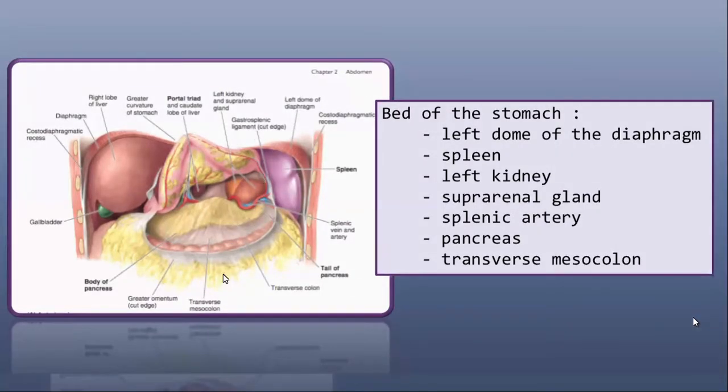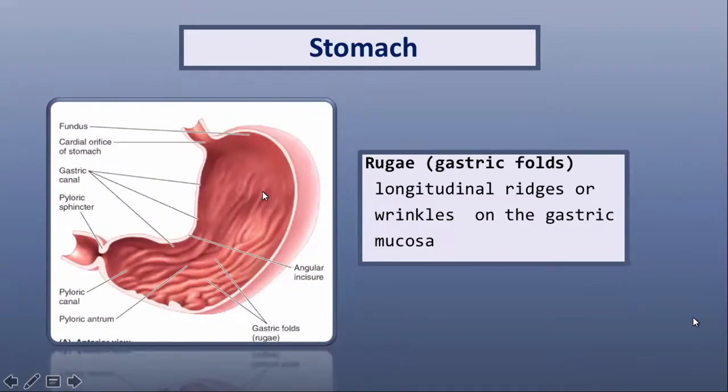Now, inside your stomach, you will see folds. Okay? You call these folds your gastric folds or your rugae. Longitudinal ridges or wrinkles on the gastric mucosa. What's the purpose of these rugae or folds? Of course, they would accommodate. Remember, food would enter your stomach. So in order for the stomach to accommodate that much food, it has to expand. And that is only possible through these gastric folds, or rugae, to increase surface area. Okay? So that's the interior of your stomach.